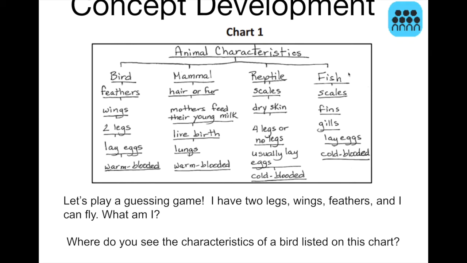So let's give this a try. Let's say I have 2 legs, wings, feathers, and I can fly. What am I? I'm looking at my 4 categories. How would you categorize the animal I just described? The answer is bird, because you have feathers, wings, 2 legs, and it doesn't say it here, but I can fly, so that's going to be a bird.